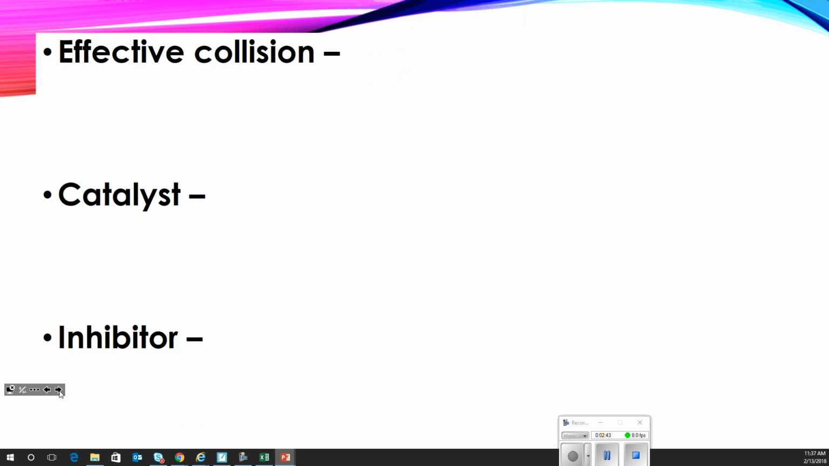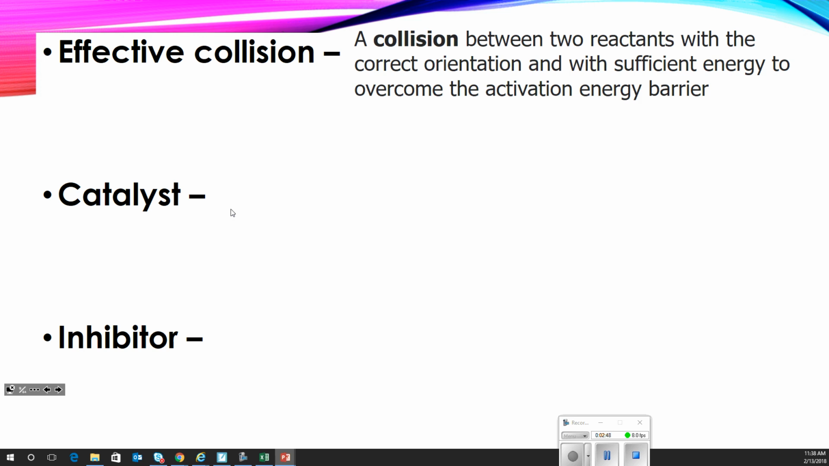So let's talk about effective collisions. An effective collision is basically between two reactants, but they've got to be correctly oriented. If you think about it, in order to have an effective collision to get a date, you've actually got to face them. You can't go up to somebody with their back to you and say, hey, do you want to go to the dance or whatever? They're not going to know who you're talking to, right? So you've got to have correct orientation, and you've got to have enough energy.